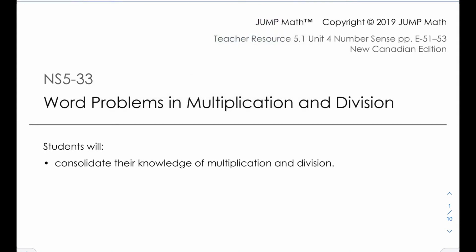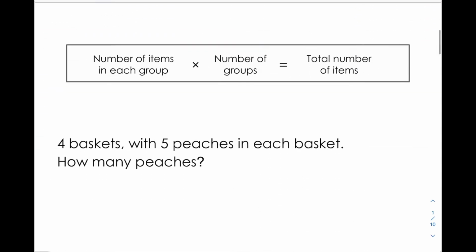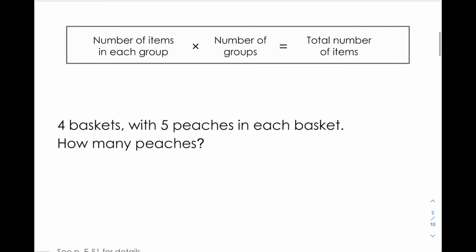Hello everybody, welcome to lesson 33, our final one for this unit, word problems in multiplication and division. In this lesson you will be able to consolidate your knowledge of multiplication and division. That means you're going to be able to put together everything that you've learned so far. So we're going to look at some word problems.